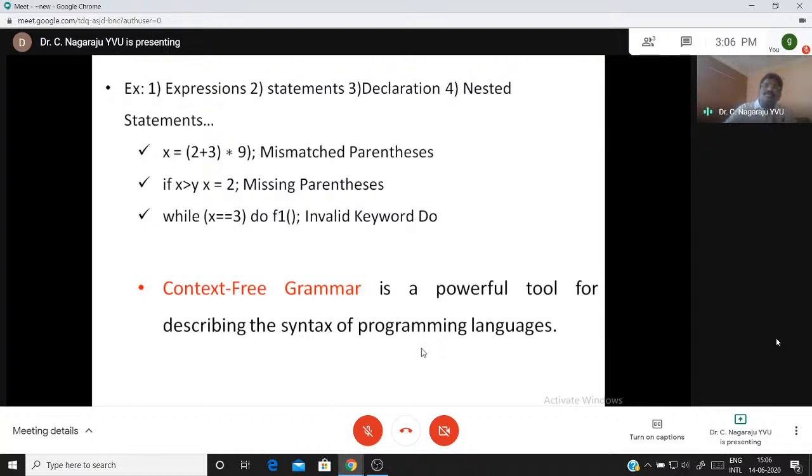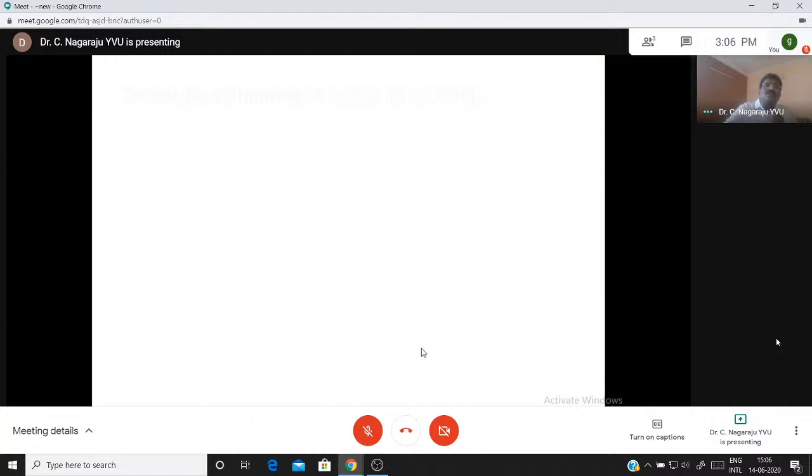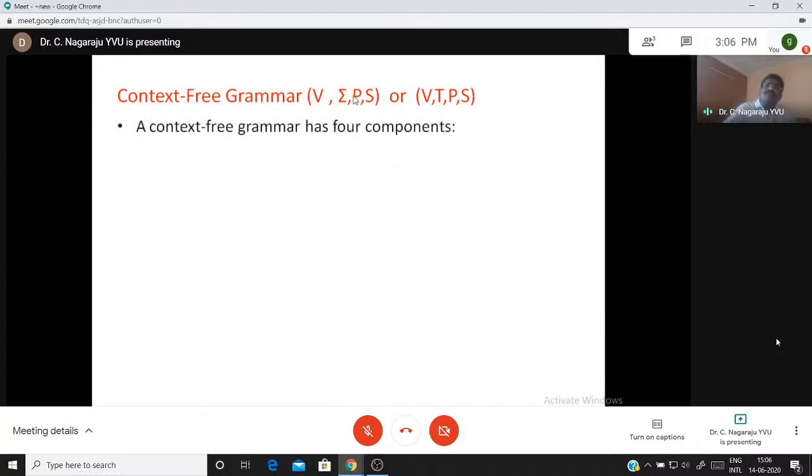Here I will explain how to construct the parse tree by using context-free grammar. The simple definition of the context-free grammar is that it contains four symbols: V, sigma, P and S, or otherwise V, T, P, S. So what does V represent, what does T represent, what does P represent, what does S represent?